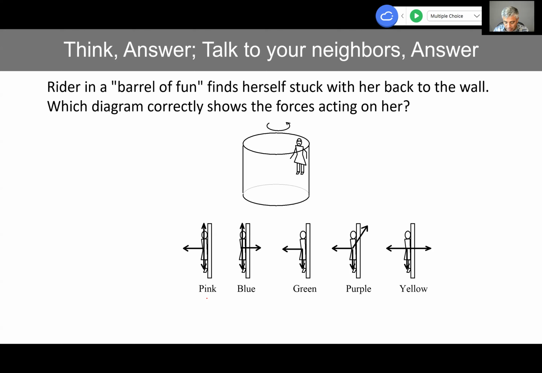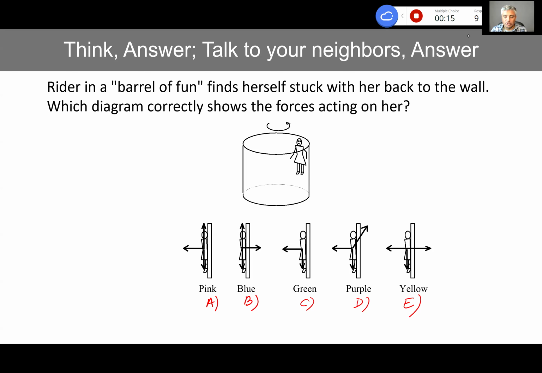Oh, oops. There are colors, but no A, B, C, D. Okay, I'll let you pull, and you have, let's say, a minute. Okay, so the forces are not labeled. Which ones do you think are the forces acting on this person?